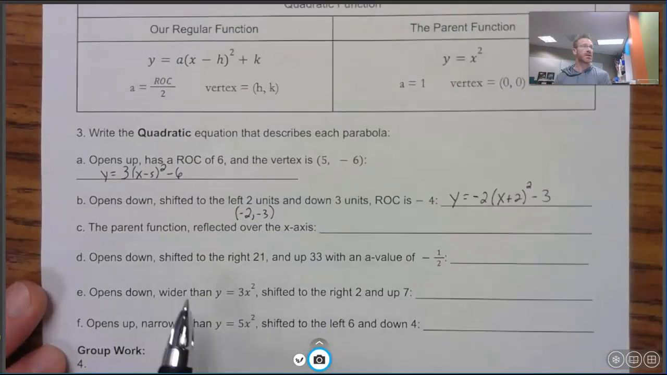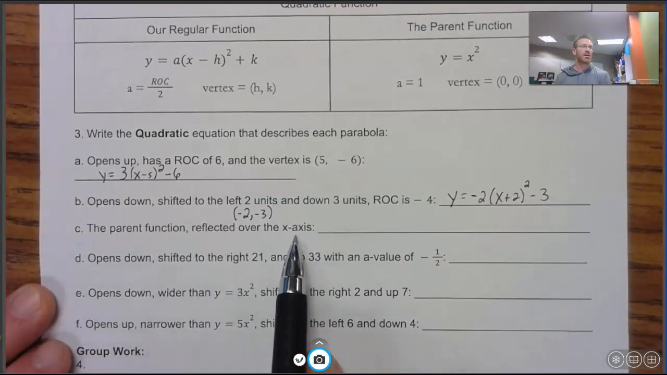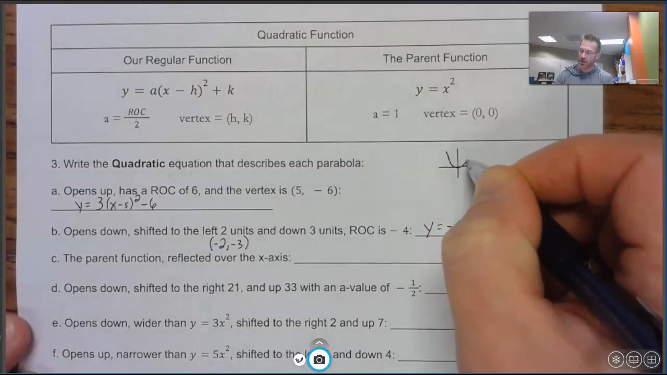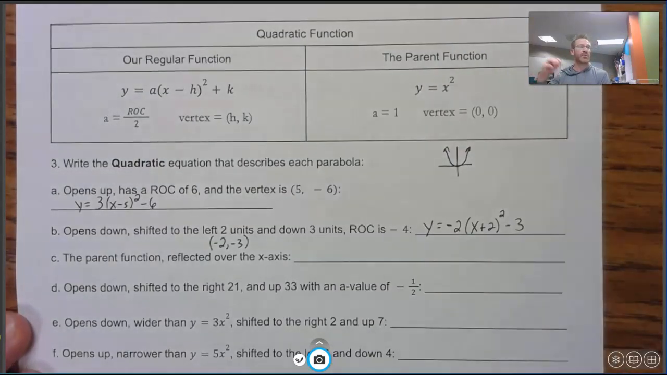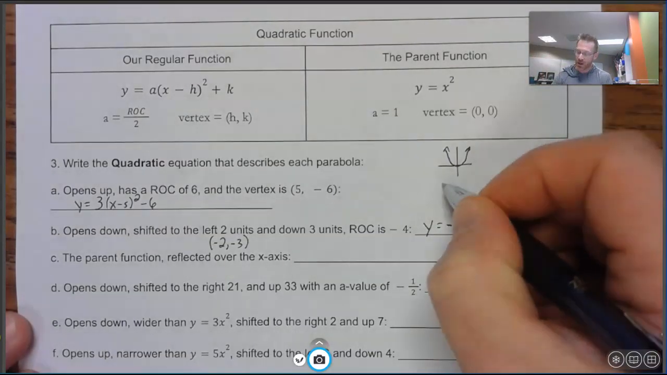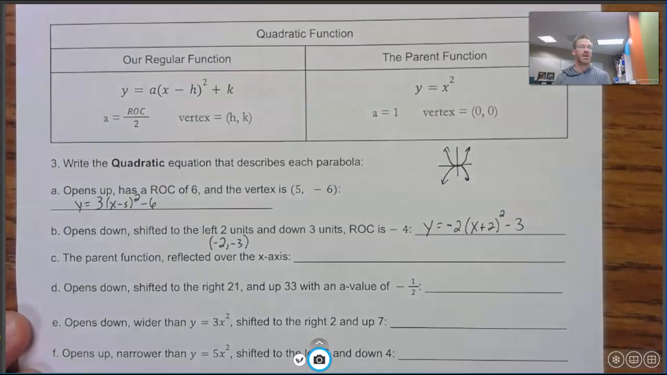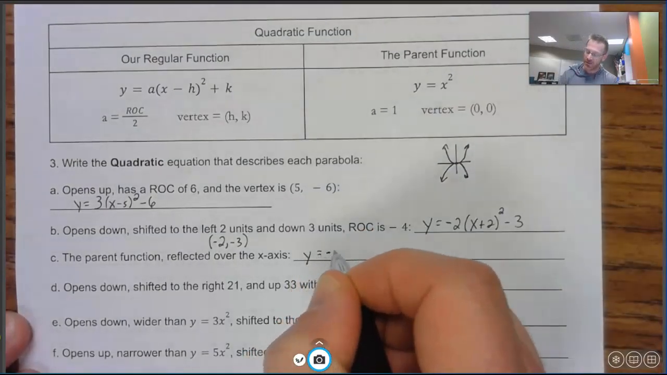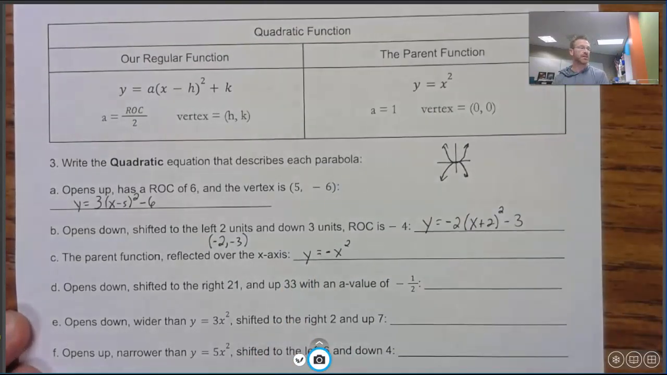All right, so now part C here, it says we want our parent function to be reflected over the x-axis. Once again, that parent function looks like this. Opens up, vertex is at 0, 0. Now, if we wanted to reflect it over the x-axis, instead of opening up, we want it to open down. So all we have to adjust to do that is our a value, and we just want to make that negative and then x squared like so. And then we're done. That's it.